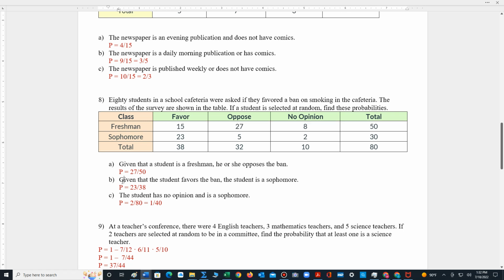Part B, given that the student favors the ban, so we're focusing on those who favor the ban, the student is a sophomore. There's 23 sophomores out of 38 who favor the ban. And then finally for part C, it says the student has no opinion and is a sophomore. This is not a conditional probability. This is a regular probability, so it's going to be out of the total. So no opinion and is a sophomore. That's going to be 2 out of 80, and that reduces to 1 out of 40.